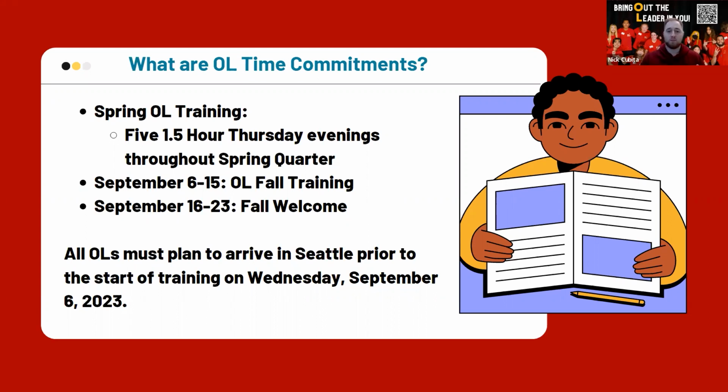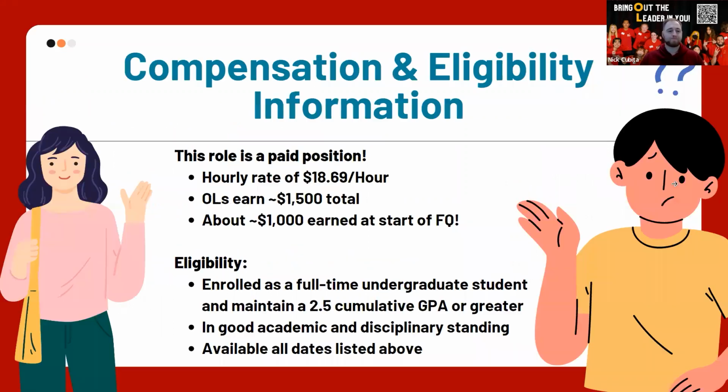And then fall welcome this year is September 16th through 23rd. And those are the dates that we'll actually be doing that work, where students arrive on September 16th, and then we'll connect with them through the first day of class. All OLs must plan to arrive in Seattle prior to the start of training on Wednesday, September 6th. And if you have questions about that, you can always email us at orientation@seattleu.edu, and we can help you do some planning for that if you're considering the role.